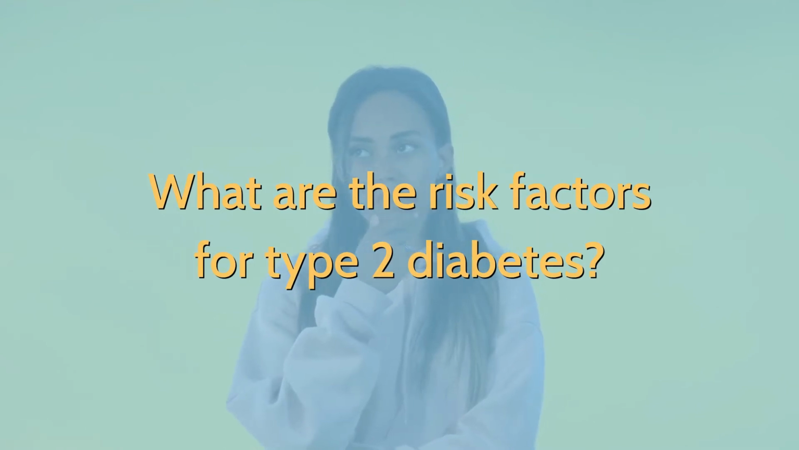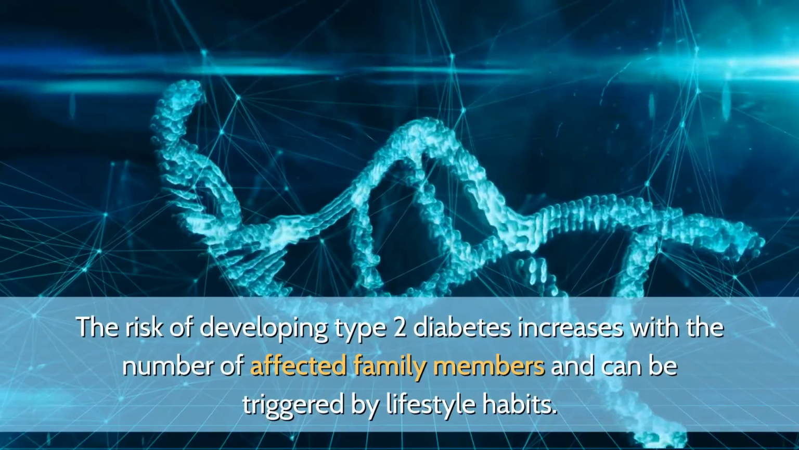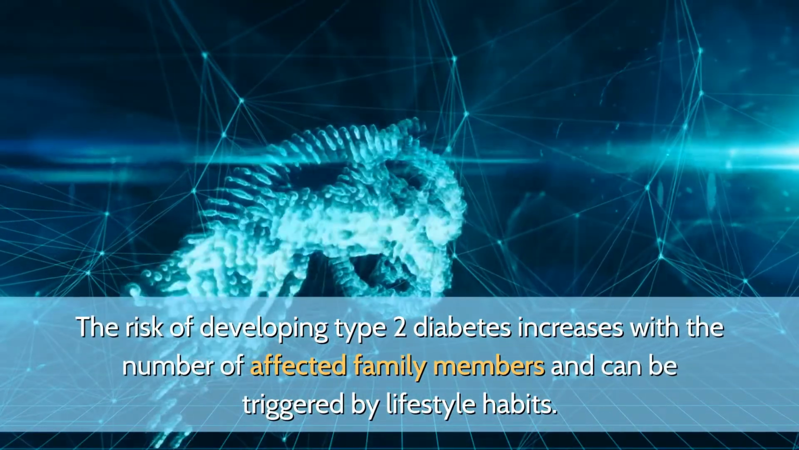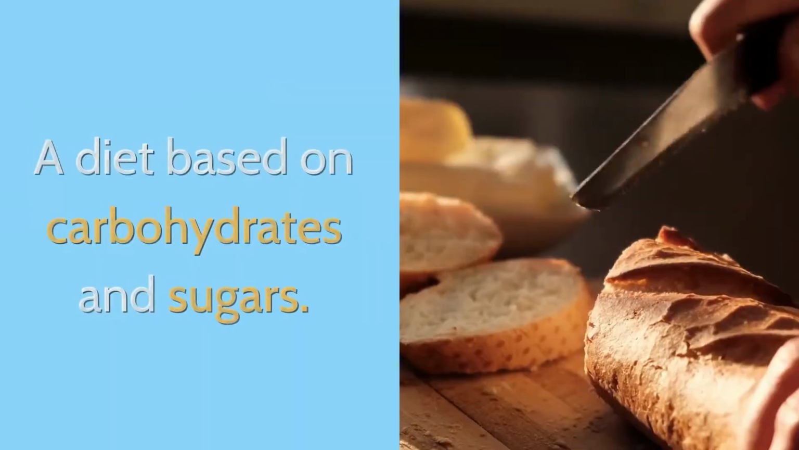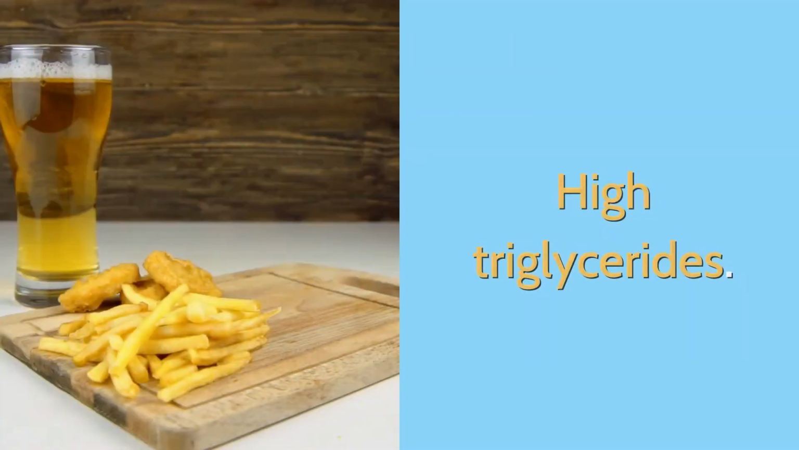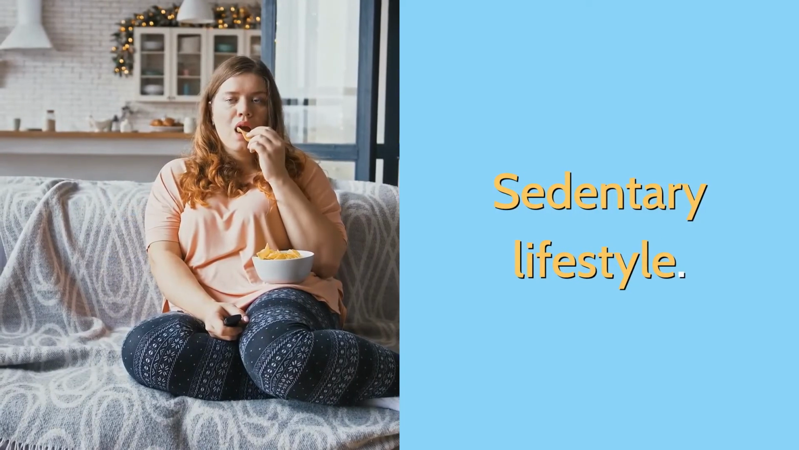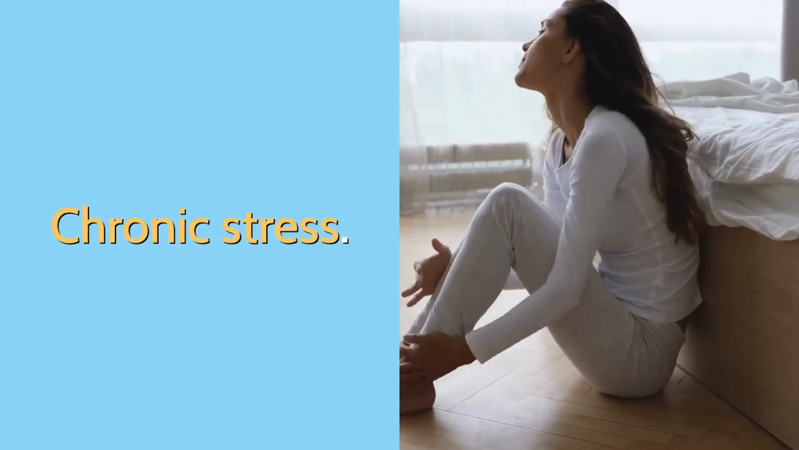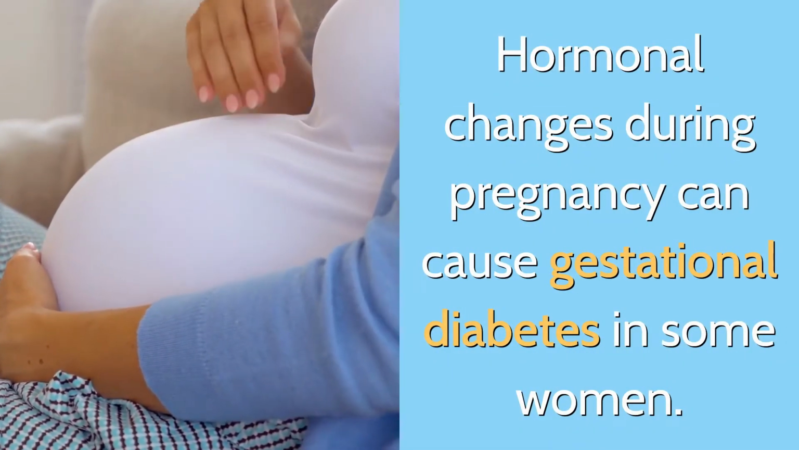Let's continue. What are the risk factors for type 2 diabetes? Genetic and environmental factors. The risk of developing type 2 diabetes increases with the number of affected family members and can be triggered by lifestyle habits. A diet based on carbohydrates and sugars. Obesity. Increased cholesterol. High triglycerides. High blood pressure. Sedentary lifestyle. Chronic stress. Hormonal changes during pregnancy can cause gestational diabetes in some women.